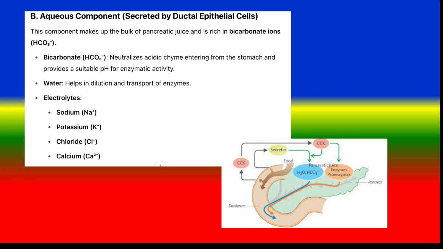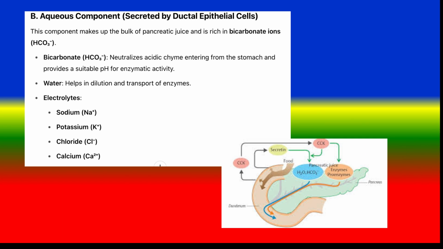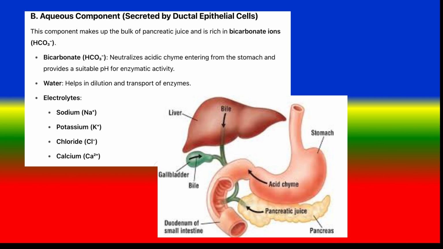This component makes up the bulk of pancreatic juice and is rich in bicarbonate ions, HCO3-. Bicarbonate neutralizes acidic chyme entering from the stomach and provides a suitable pH for enzymatic activity. Water helps in dilution and transport of enzymes. Electrolytes: sodium, Na+, potassium, K+, chloride, Cl-, calcium, Ca2+.